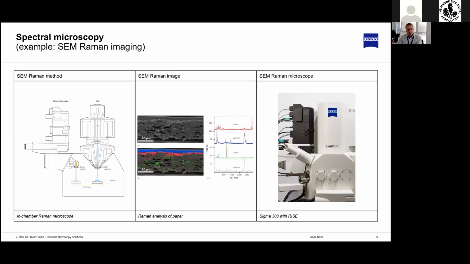The next one now, I move on to the fifth and the final type of microscopy, which is spectral microscopy, or essentially a microscope that has a spectrometer attached to it. There are lots of types, but I think the ones that will be important for microplastics are the ones that have Raman.